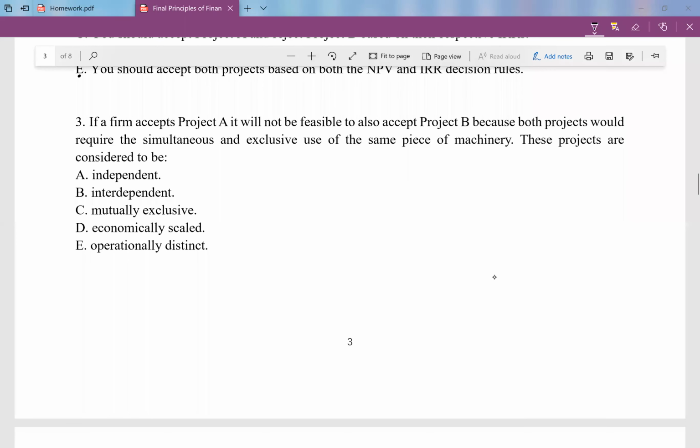Next question is, if our firm accepts project A, it will not be feasible to also accept project B. So these two projects cannot be accepted at the same time, because both projects will require the simultaneous and exclusive use of the same piece of machinery. So they use the same capital. So these projects are called mutually exclusive.